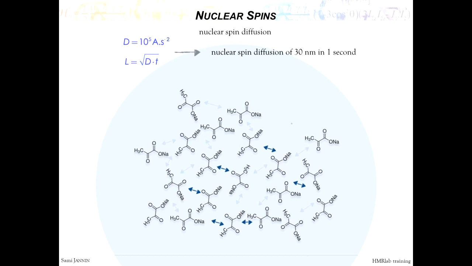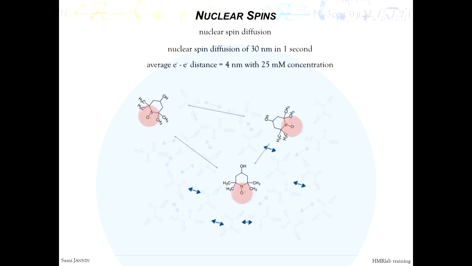So it might seem slow. It takes seconds to diffuse on a tens of nanometer scale. But if you think about the distance between the electrons, it's actually pretty fast. The electrons are at a few nanometers distance in our sample, at our concentrations. It's about 4 nanometers with 25 millimolar, again with an error of maybe a factor of 2, depending on how you calculate it. But it means that within a second, the nuclear spin diffusion goes well beyond the inter-electron distance.